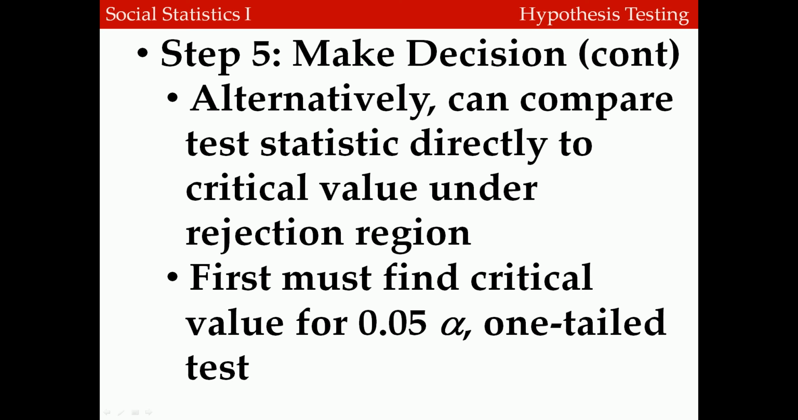Another way to do this test is to compare the test statistic directly with something called a critical value under the rejection region. The critical value is basically a z-score corresponding to the area under the curve defined by our rejection region. To find the critical value, we have to take our alpha level, 0.05, and the fact that we have a one-tailed test, and figure out what z-score corresponds to that area under the normal curve.